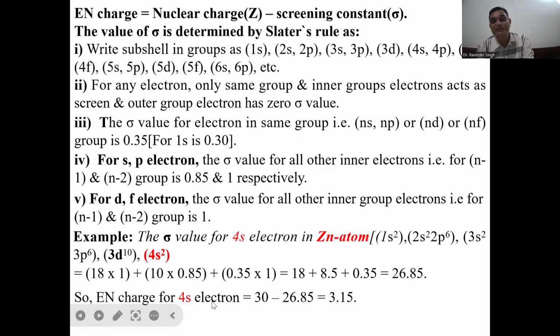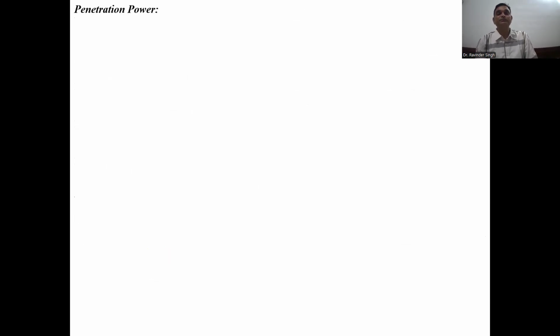So the effective nuclear charge experienced by these 4s electrons will be the actual nuclear charge, that is 30, the atomic number of zinc, minus the screening constant value, that is 26.85. So the answer comes out to be 3.15. That is the effective nuclear charge experienced by the 4s electron in zinc atom. Clear? So that is all about that topic, the effective nuclear charge.